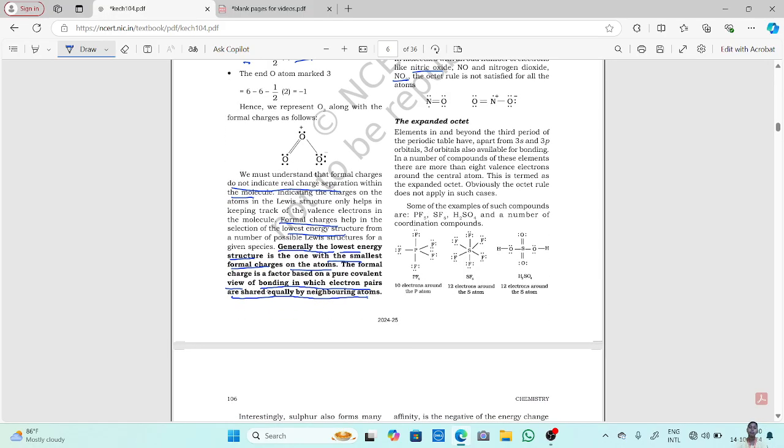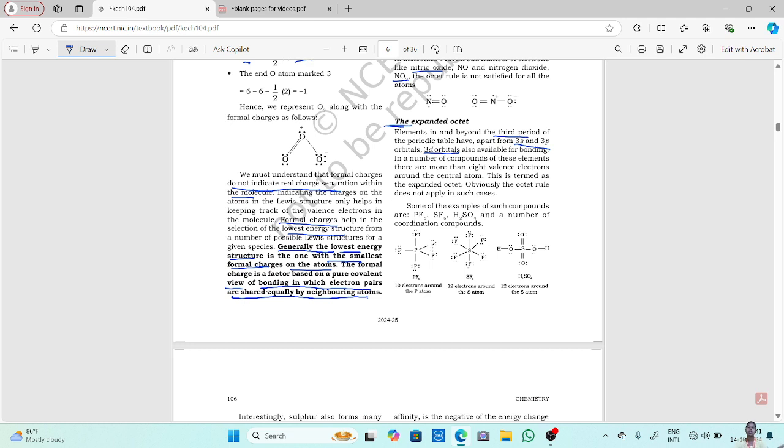Next one is the expanded octet. Elements in and beyond the third period of the periodic table have, apart from 3s and 3p orbitals, 3d orbitals also available for bonding. So the elements after the third period, apart from 3s and 3p, also have 3d orbitals available for bonding. In a number of compounds of these elements, there are more than 8 valence electrons around the central atom.